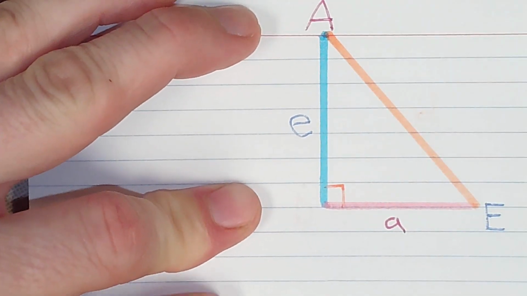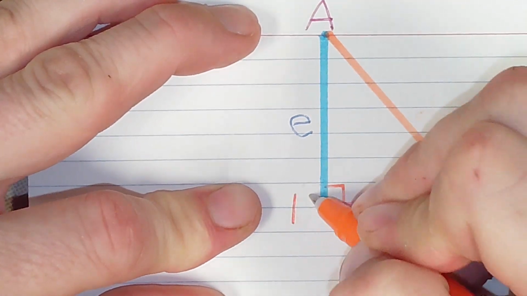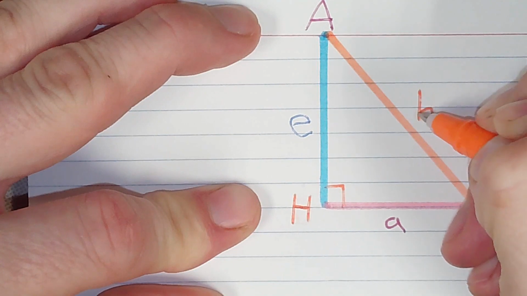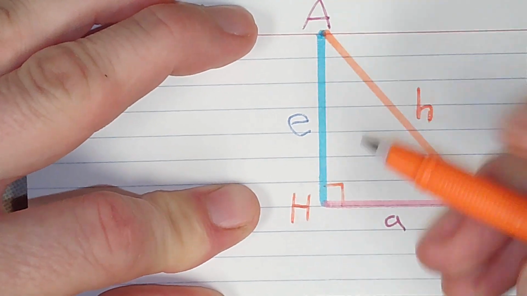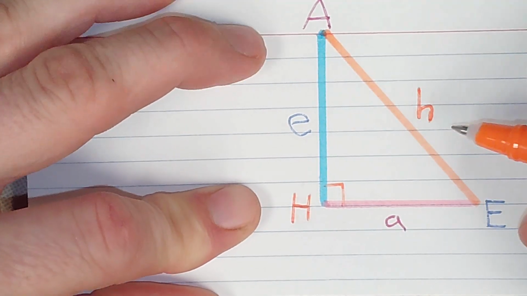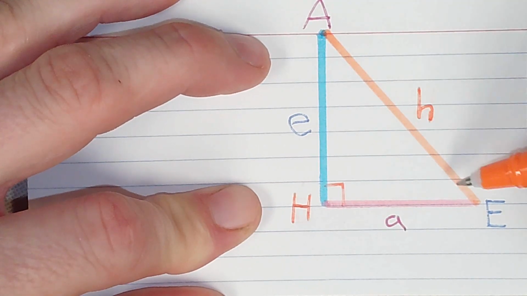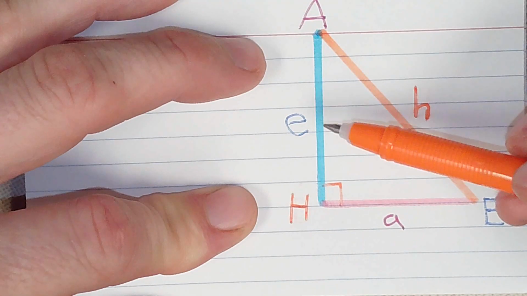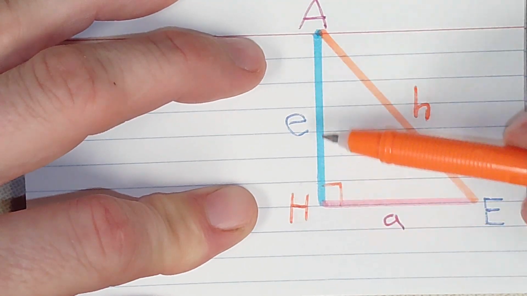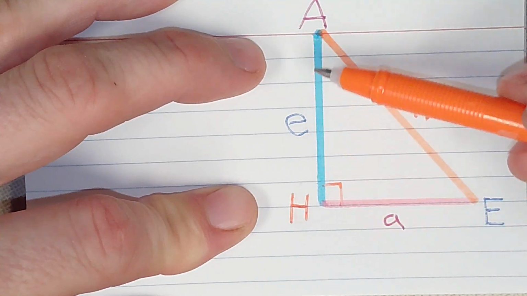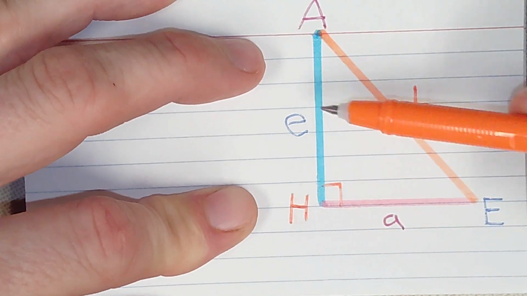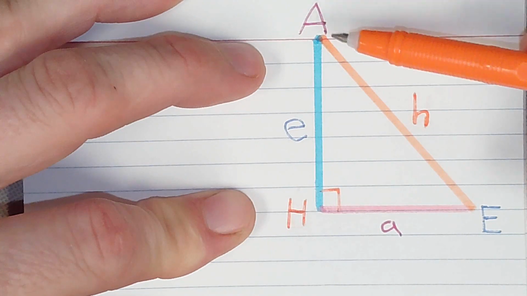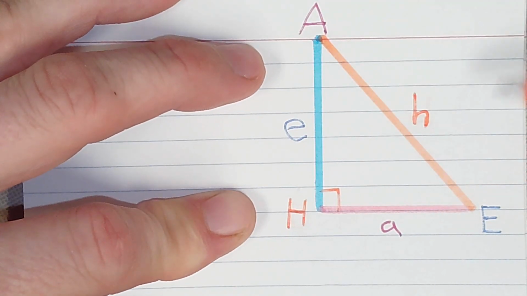Let's make the capital H my hypotenuse, and lowercase h is my length. So that's my right angle, and then h is the hypotenuse. And then I have angle E, and then the resulting opposite line segment or leg, and then I have angle A and the opposite line segment A.